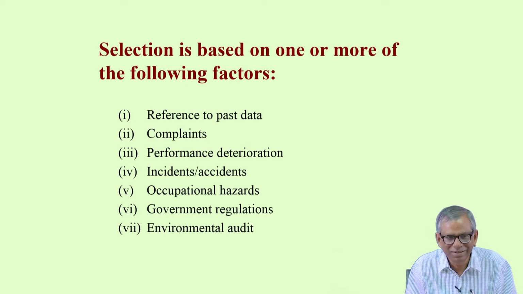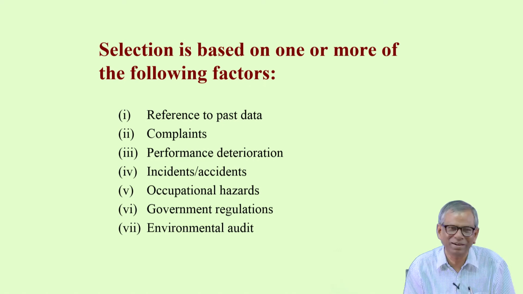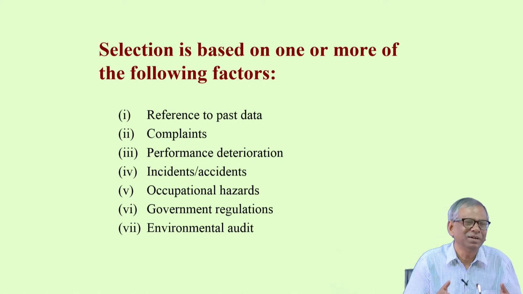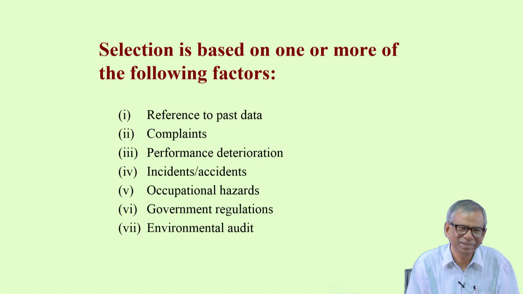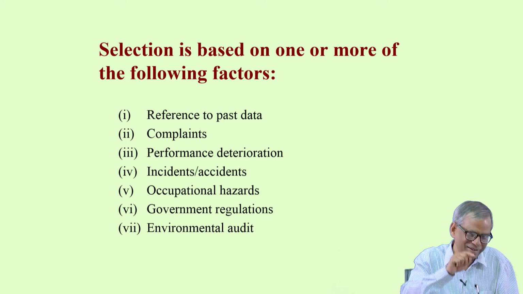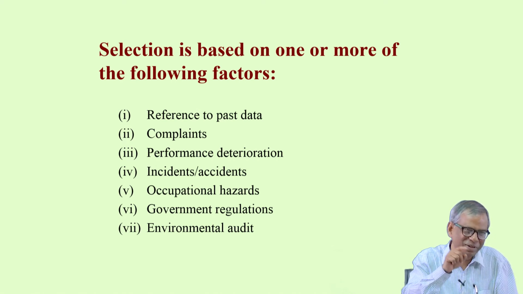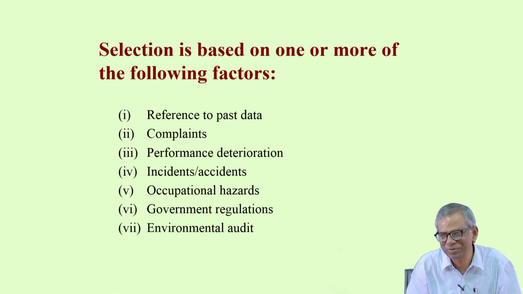Now, selection is based on one or more of the following factors. I am trying to classify them. Getting my point? You can highlight several factors, but are you in a position to classify those factors? Classification. Getting my point? Reference to past data. You have the secondary sources of data. Reference to past data.